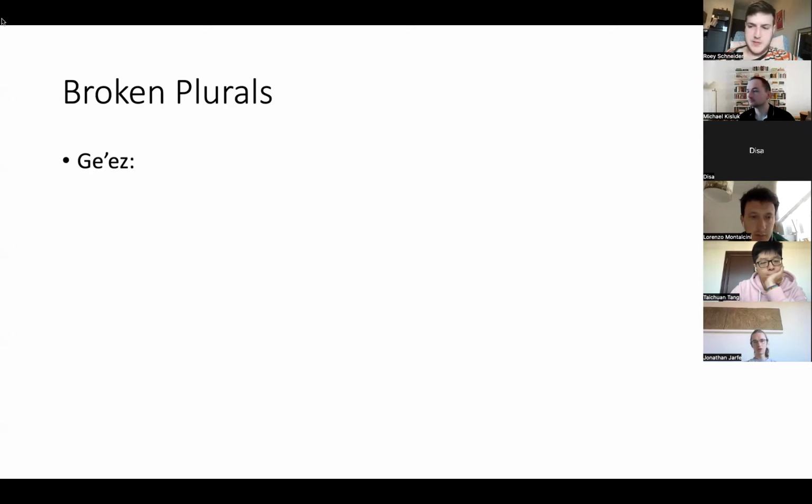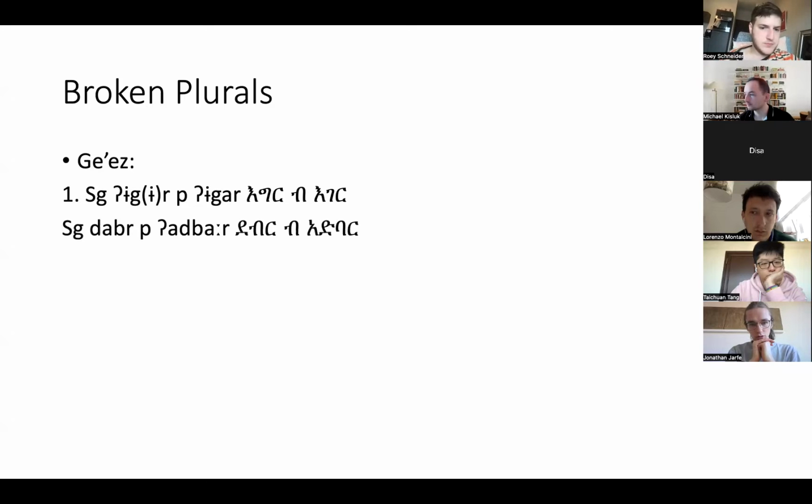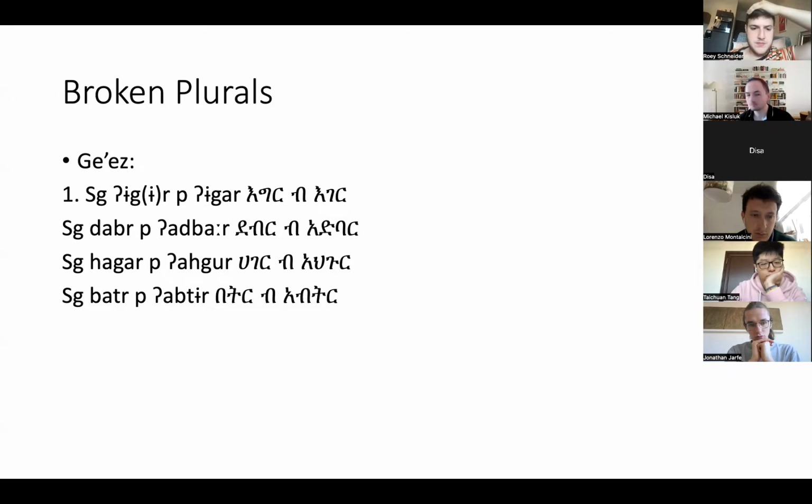So next up, I will give some examples from Ge'ez. No other language has, or at least that we know of, such a rich system like Arabic, but they have similar systems. This whole phenomenon occurs mostly in South Semitic. So in Ge'ez, we have from type 1: igar, legs; dabr, adbar, mountain; hagar, ahgur, city; and batr, abdr, staff. So pretty much the same or very similar patterns to the ones found in Arabic.